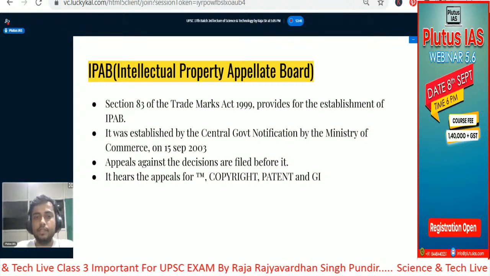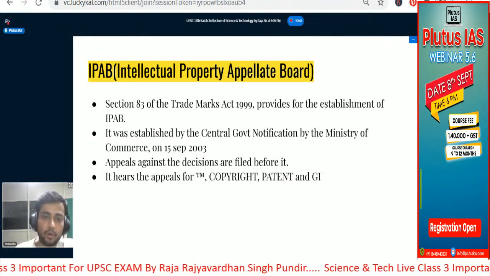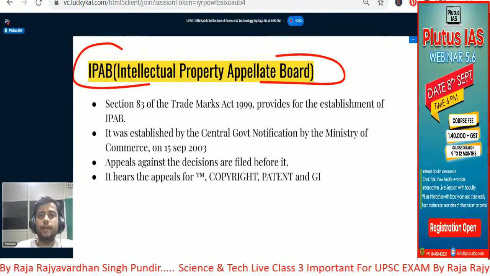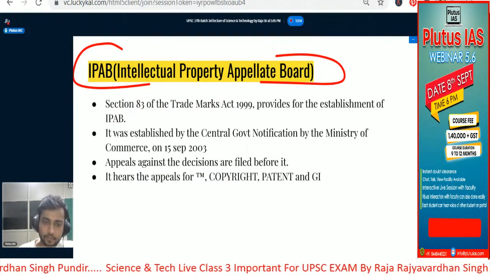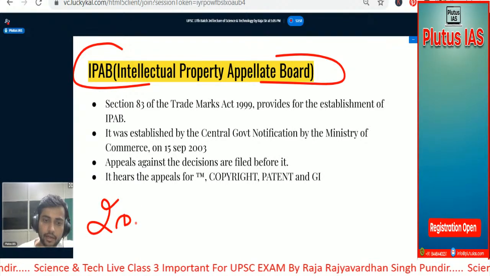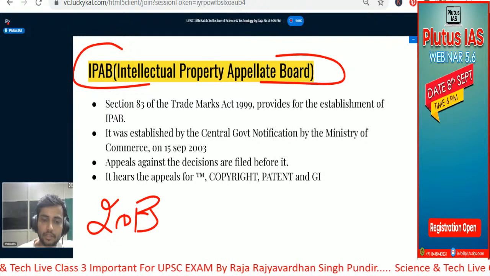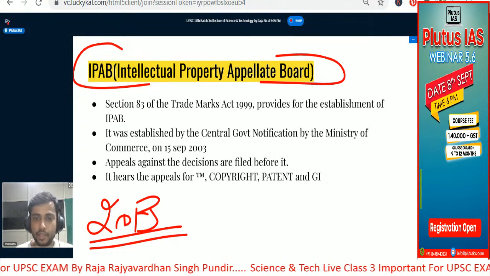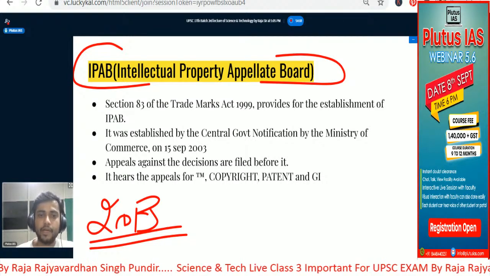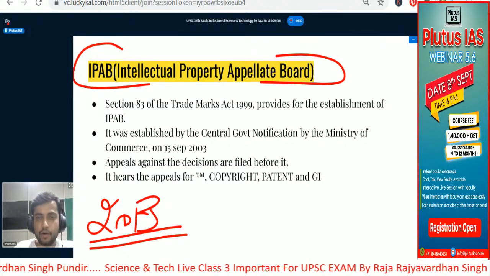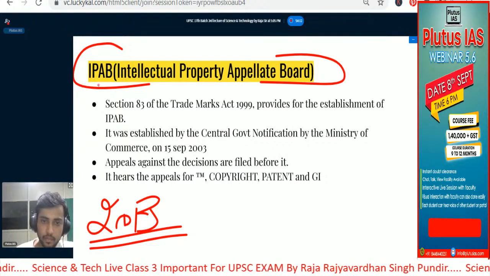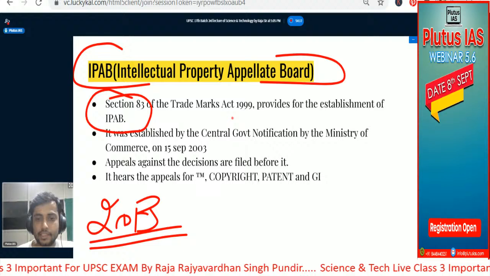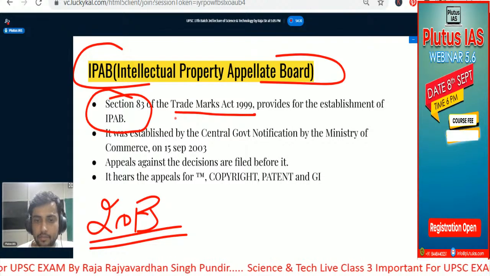Now we have this intellectual property appellate board. I told you that in 2013, the Supreme Court passed a judgment against Novartis. So after the Madras High Court, the matter went to this intellectual property appellate board, and after that, it went on to the Supreme Court. This intellectual property appellate board was established by Section 83 of the Trademarks Act.